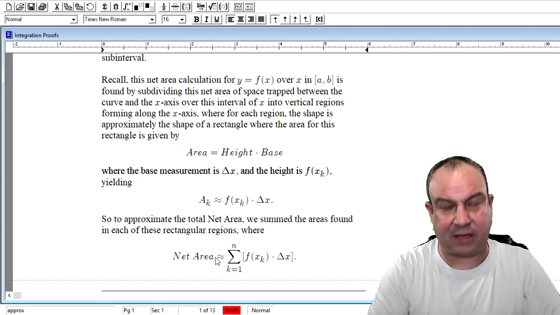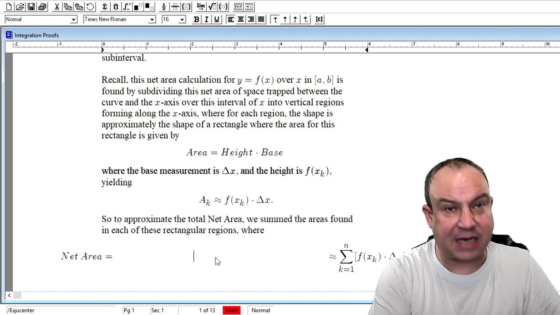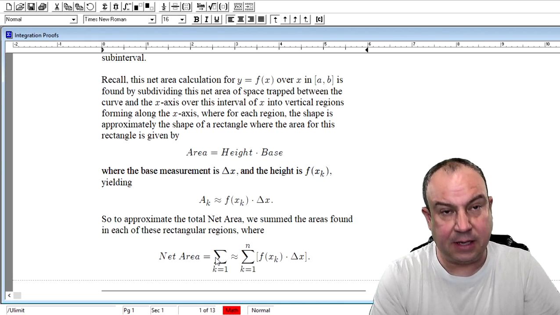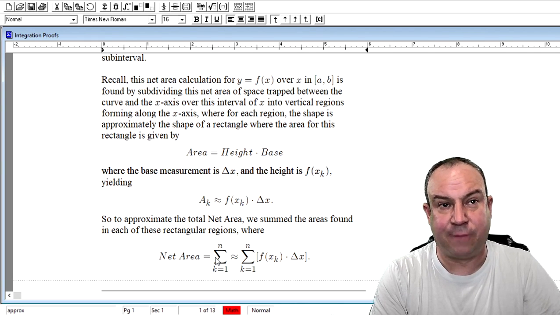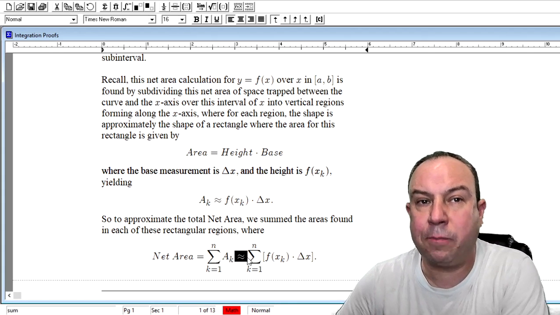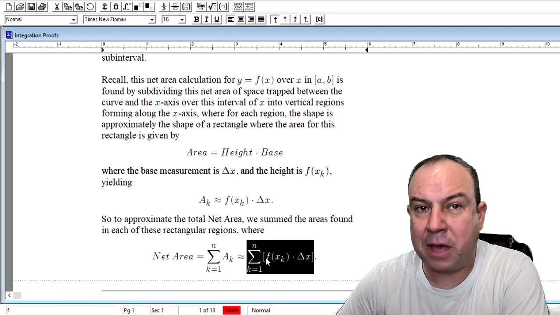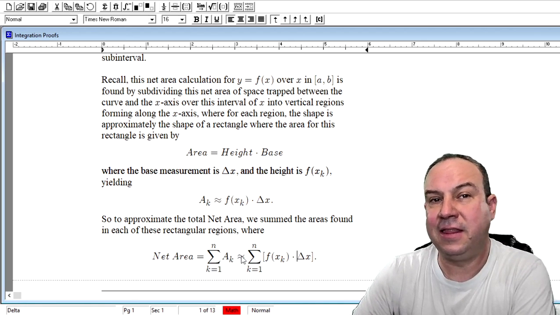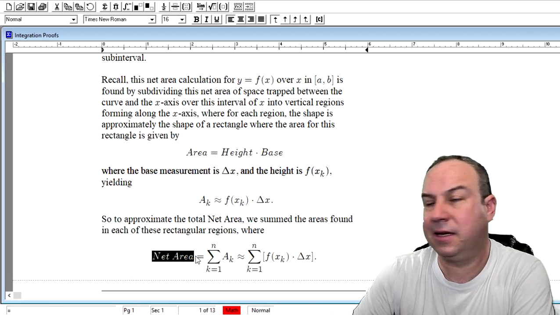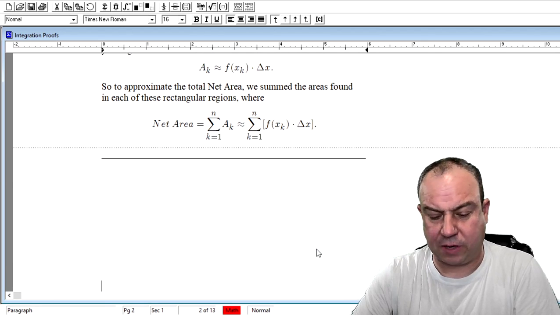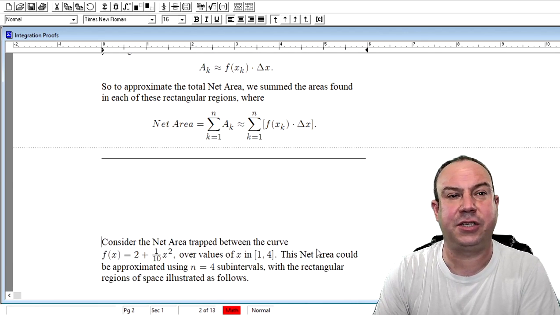And then let's just make note that net area is actually the summation from k equals 1 to n of A sub k, which we then approximate using the summation from k equals 1 to n of f of x sub k times delta x. And this becomes our way of approximating the net area in our case. Now, I do think I'll give you an illustration of this just to help you make some connections.